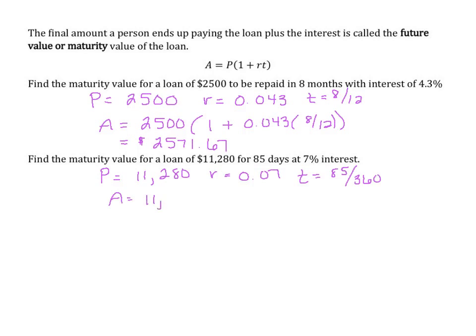So we put in 11,280, multiply that by 1 plus our rate times our time. Using your calculator, take 85, divide it by 360, multiply that by 0.07, you'll get another decimal, add that to 1, and then finally multiply that number by 11,280, and you should get $11,466.43. That is how much they end up paying back for the whole loan.